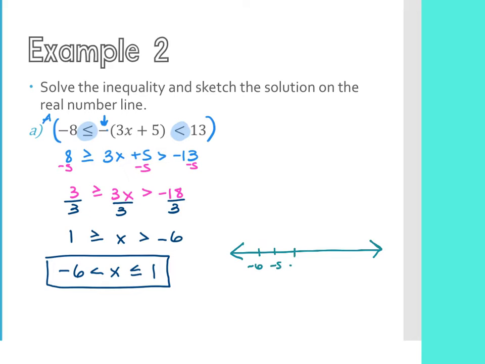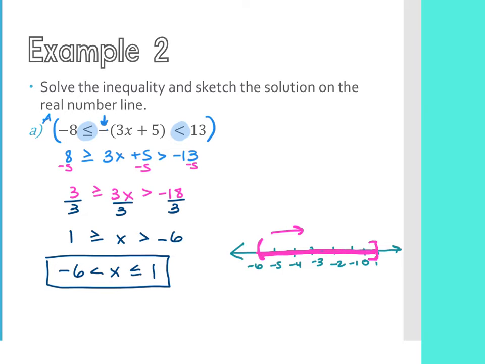-6, -5, -4, -3, -2, -1, 0, and 1. Fix this side so you can see that a little bit better. Okay, so it is greater than -6, which means it gets a parentheses on -6, and I'm going to point it to the right. But it is less than or equal to 1, which means it gets a bracket on the 1. And then I would shade everything in between.